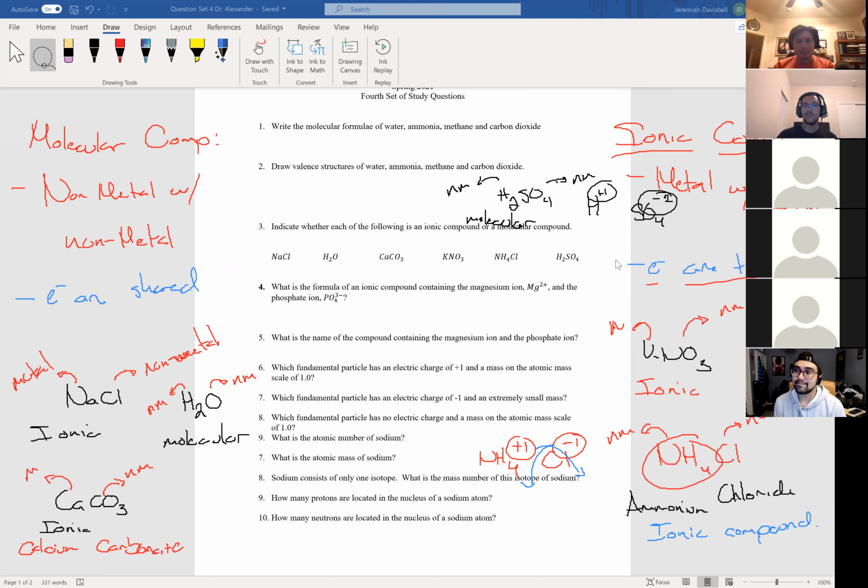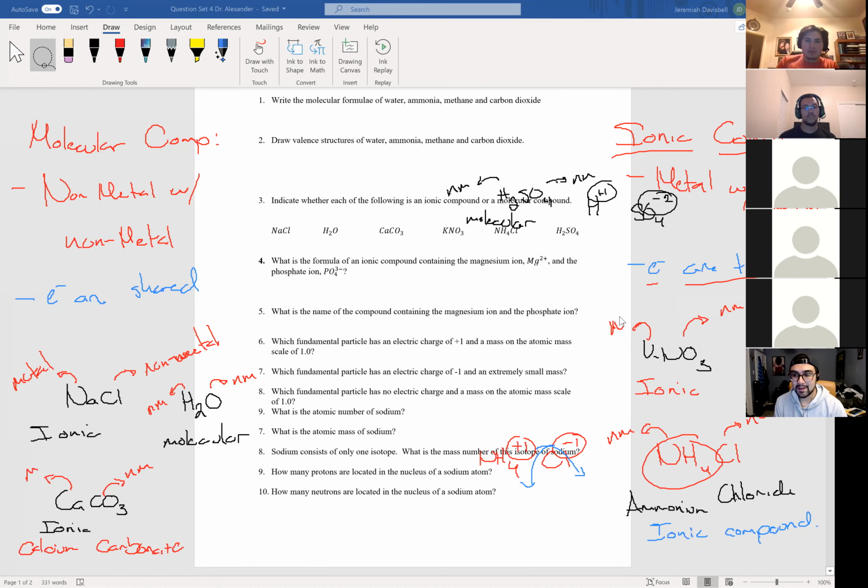So for the second to the last with the ammonium chloride, do we just leave that as ionic, or do we just leave out the exceptions? I would leave it as ionic because that's how he has it stated in his answer key. So ammonium chloride is ionic and molecular for sulfuric acid. Okay, got it. Thank you.